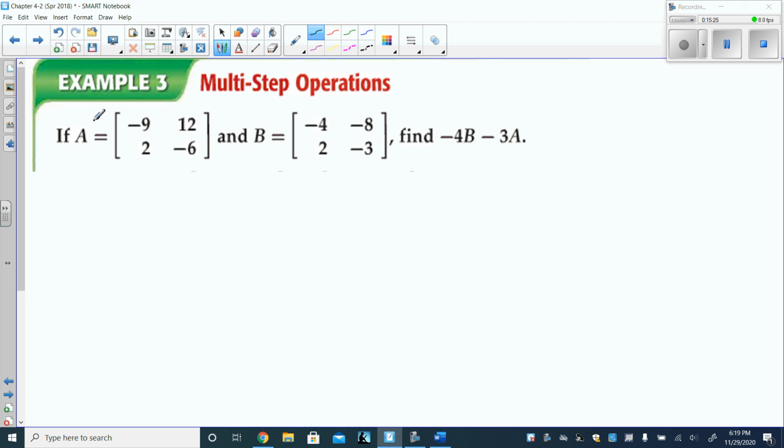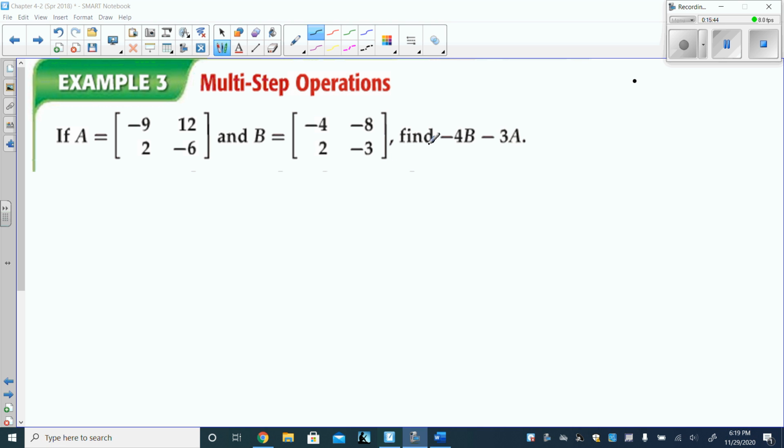Now we can also do these multi-step operations. We can use scalars and addition, subtraction together. Well, not at the same time, we'll do one at a time, but we can use them together. So we'll look at this one here.